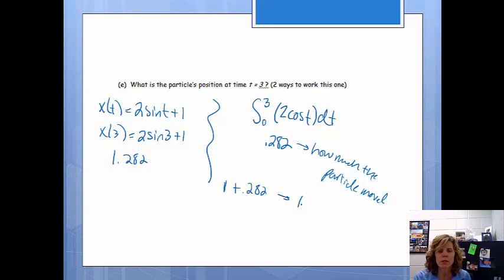Whoops, that should be 1.282, but I totally lost my thought, so I will not continue writing that. So hopefully now you are somewhat familiar with answering questions about linear motion.